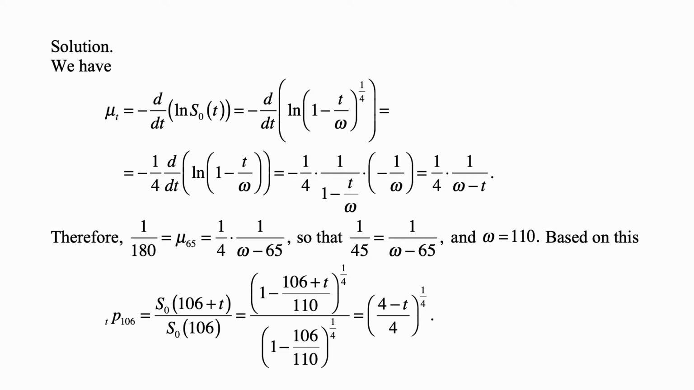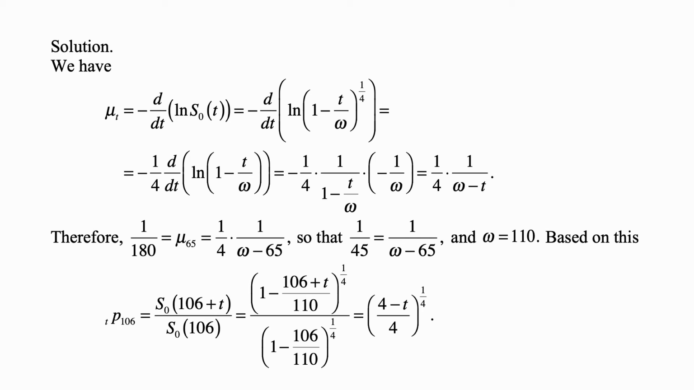And that's because ln of 1 minus t over omega is a composite function. When we take the derivative of the natural logarithm, we get 1 over the function that the natural logarithm is applied to, and then we take the derivative of 1 minus t over omega with respect to t, and it's just minus 1 over omega. So this whole thing becomes 1/4 times 1 over omega minus t.